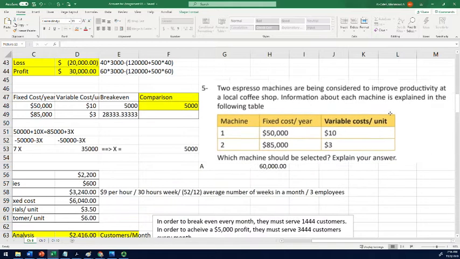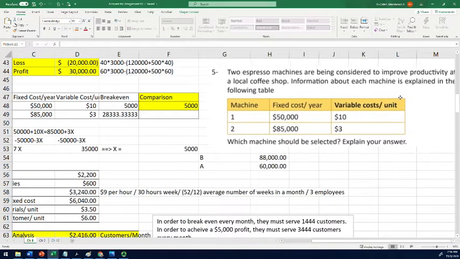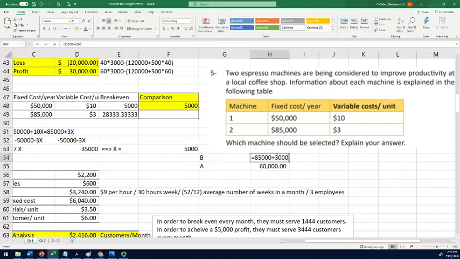Here's an example. So I did try it just to explain what I did here. So I started with 10,000 units. So I said, okay, I'm going to assume that this company will be selling 10,000 units, which is more than 5,000, and see which machine we should select. And so 85,000, this is the fixed cost. The variable cost would be 10,000 times the $3 per unit. That would be 30,000. Total would be 115,000.